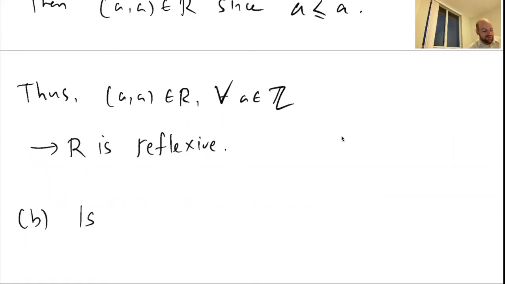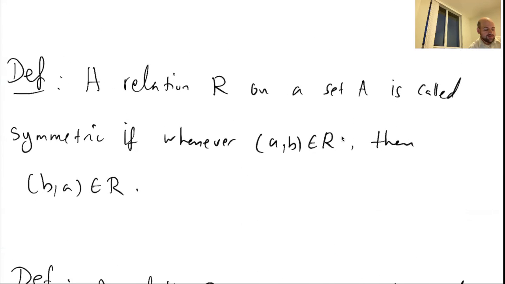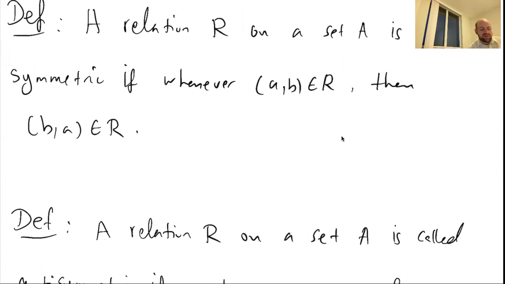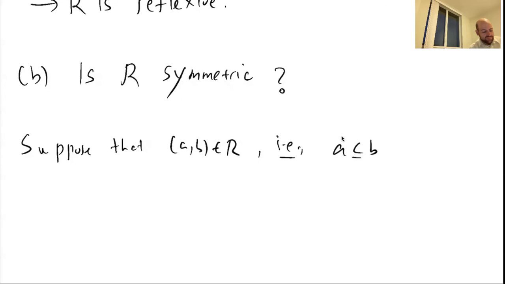Part B, is R symmetric? Symmetric means what? Again, let's look at the definition. Symmetric means whenever (A, B) is in R, then (B, A) must also be in R. So let's suppose that (A, B) is in R, i.e. A is less than or equal to B.